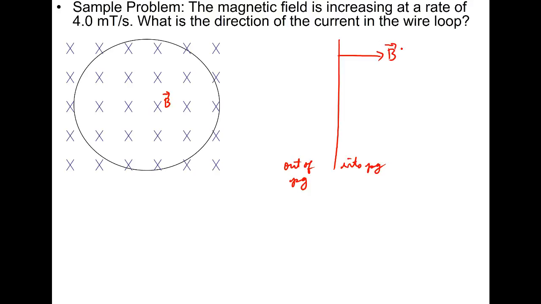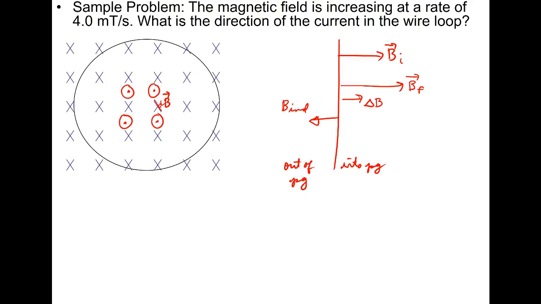Now, the problem isn't quite clear, but let's say that when it says the magnetic field is increasing, that it's going into the page more. So if that's B initial, then B final is even more into the page. And this is just the opposite of what we had on the last slide. So this delta B would be going into the page, which means that the induced field would be coming out of the page.